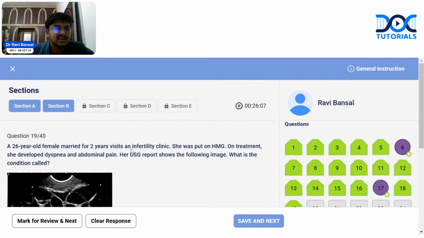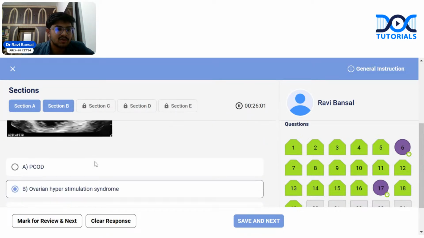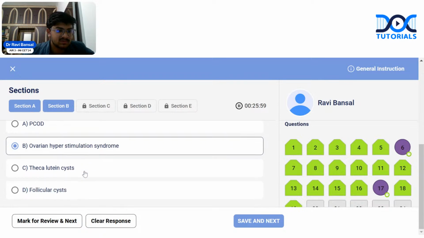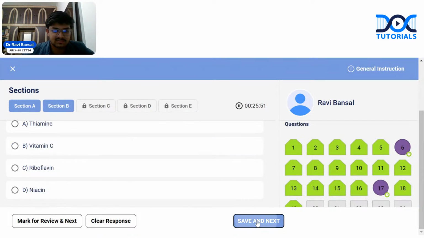But if you see an infertility clinic and she was put on HMG, there is a history of dyspnea and abdominal pain. These all are pointing towards OHSS only. So this cannot be other cysts like theca lutein or follicular cyst. The clinical history will be completely different from OHSS.